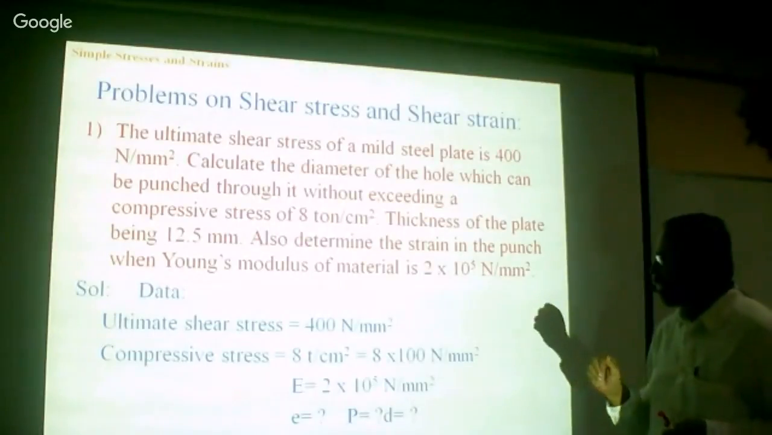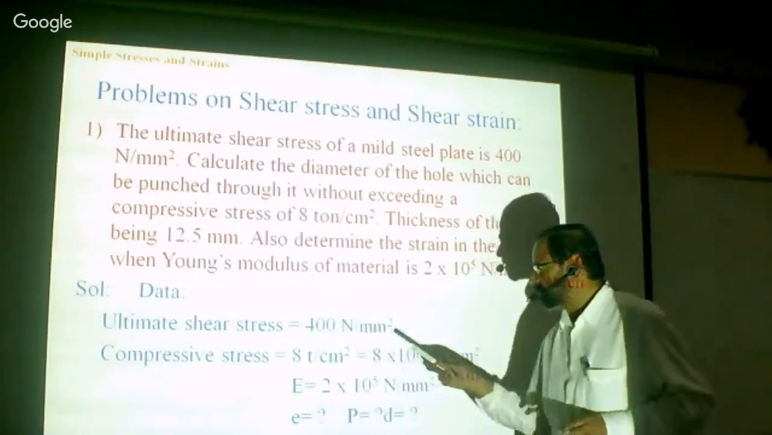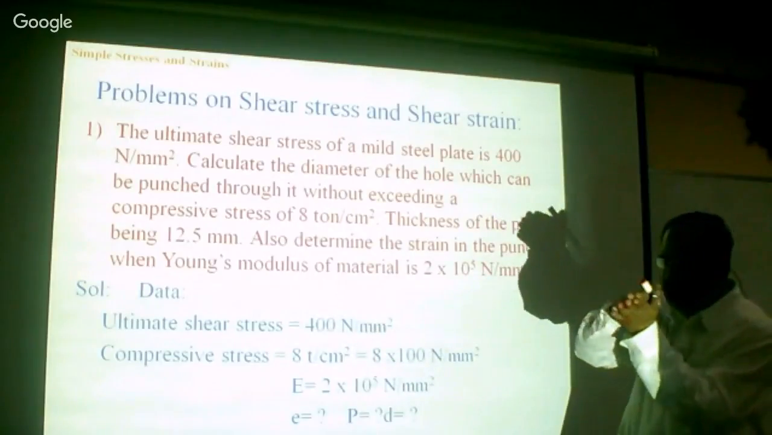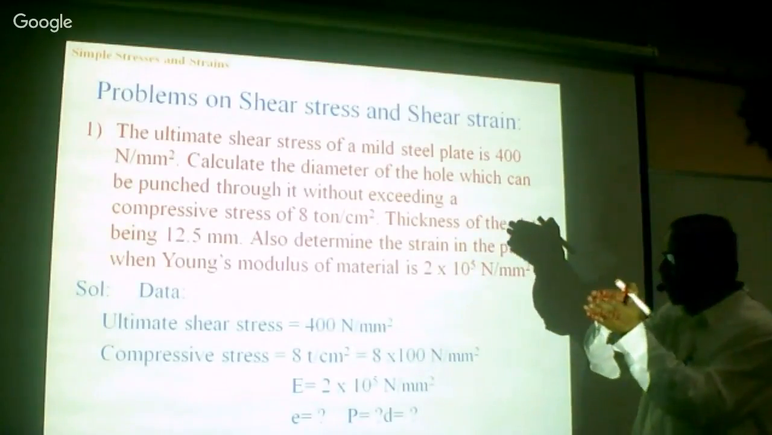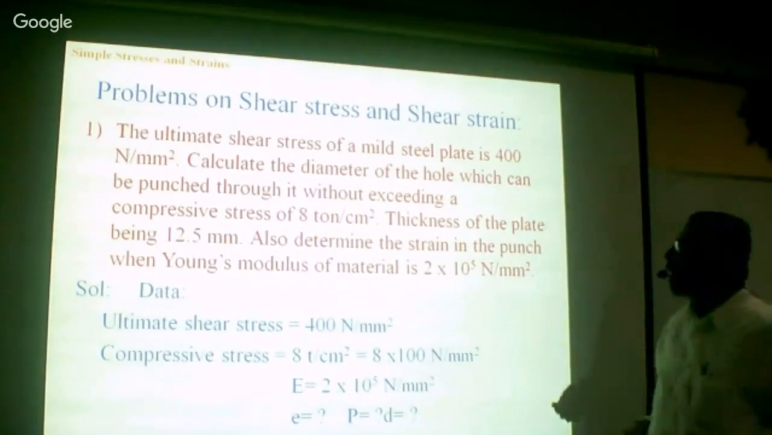This is the problem. Now, first write down the given data. Ultimate shear stress, that is the stress induced in the material while applying the shear force. The compressive stress, that is the direct force. Is it not?